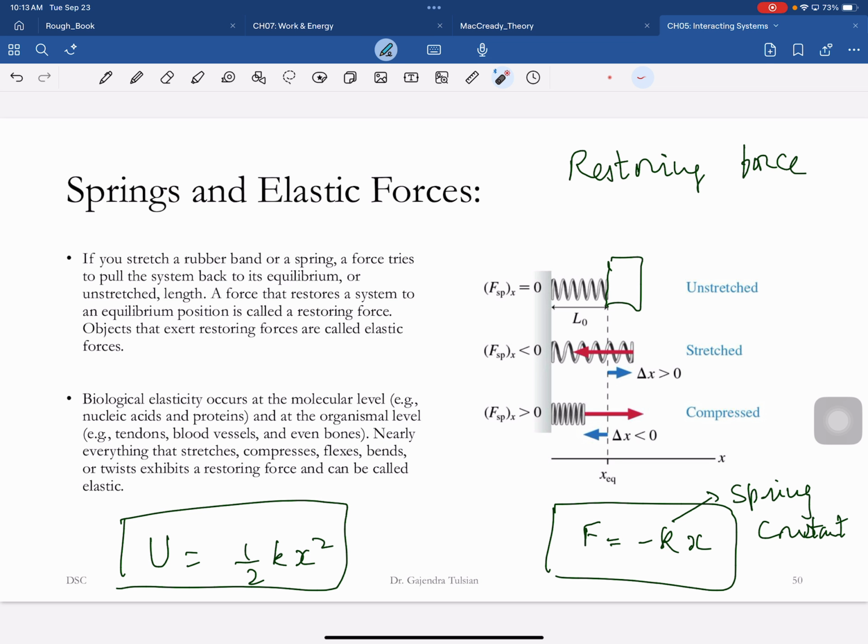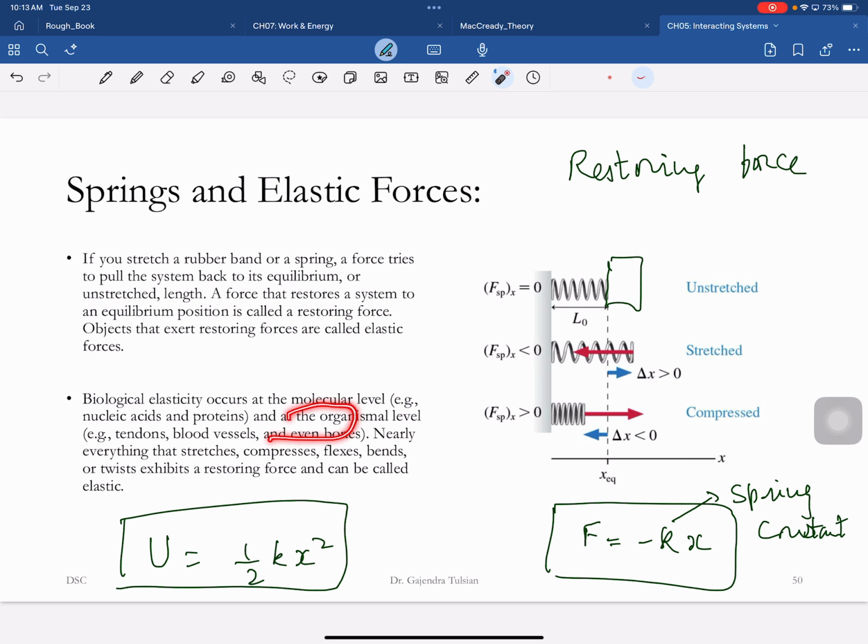Okay? So biological elasticity occurs at the molecular level. Nucleic acid and proteins can be stretched. And at the organismal level, tendons exhibit elastic behavior. Your blood vessels exhibit elastic behavior. Every time your heart beats, the blood vessels stretch to accommodate the increased blood flow, and then they collapse back. Okay? How long does that happen? All your life. Okay? So they have to exhibit elastic behavior forever.